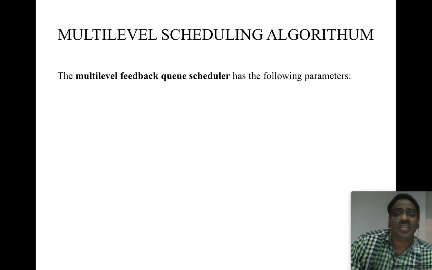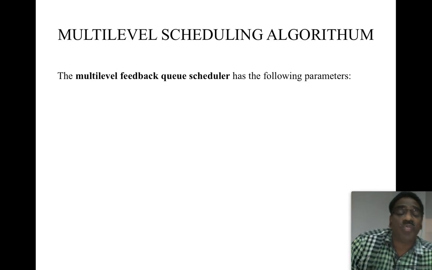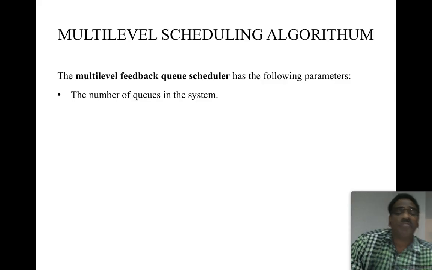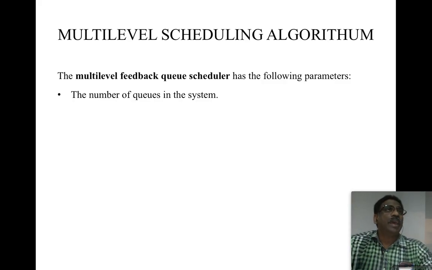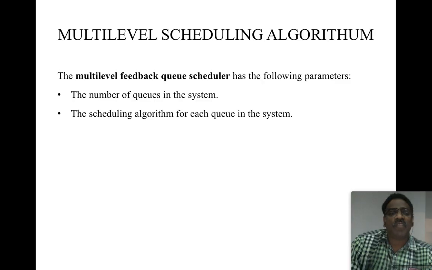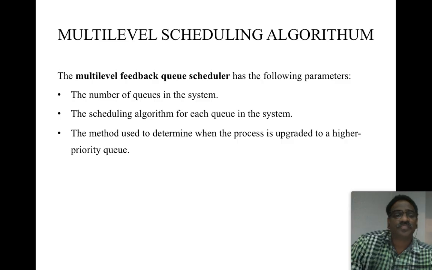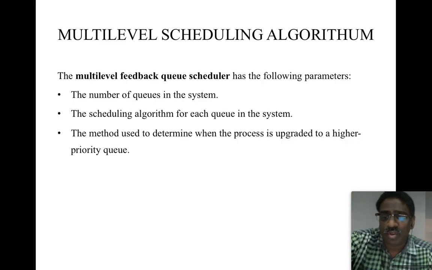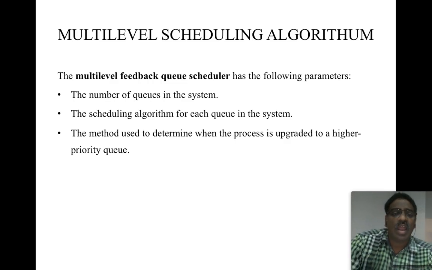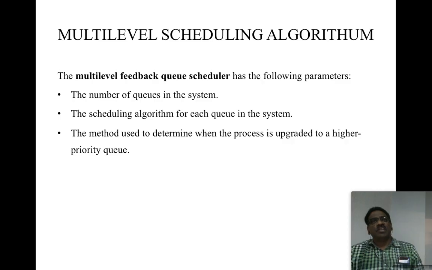And next, what are the parameters you have to follow, and what are the difficulties you are facing in multi-level queue scheduling? The number of queues in the system. The queue is not maintained as a single one. Depending upon the task, you have to maintain a number of queues, and the number of scheduling algorithms you follow in the different queues. In the same queue we can follow different methods. We have different scheduling algorithms, and this method determines the process upgrading for the higher priority queues.